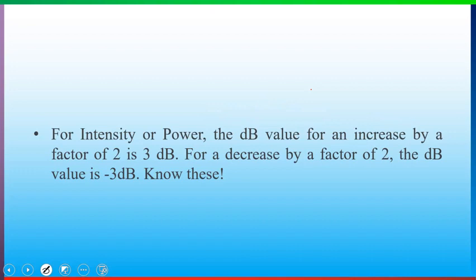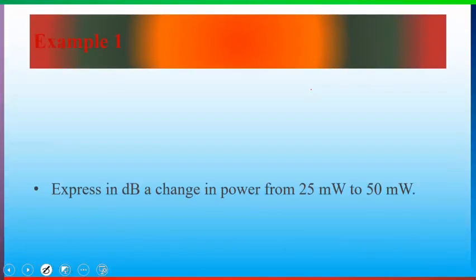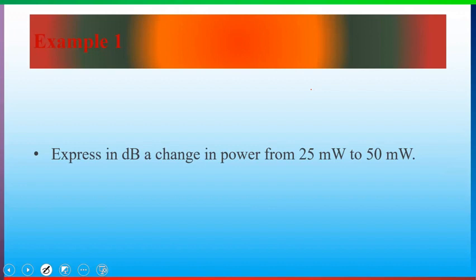For intensity or power, the decibel value for an increase by a factor of 2 is 3 decibel. For decrease, this is minus 3 decibel. For increase, this is plus 3 decibel, right? So here are a couple of examples. Example 1: express in decibel a change in power from 25 milliwatt to 50 milliwatt.